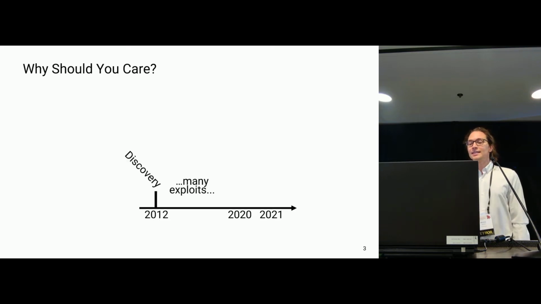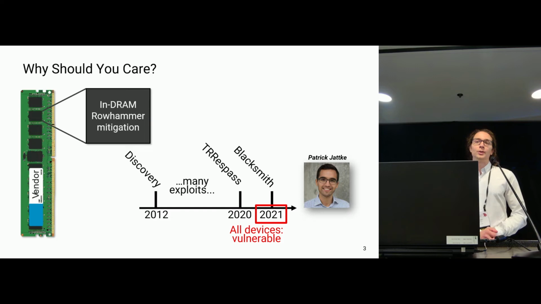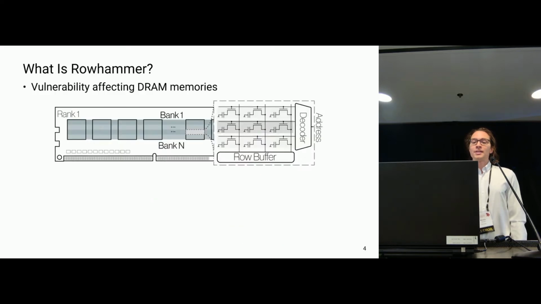Well, since its discovery, many exploits have been published, right? And with DDR4, vendors said that the problem was fixed, that they fixed RAM and it was not a vulnerability anymore. However, in 2020 with Trespass, we saw that indeed there is an in-DRAM RAM mitigation deployed in chips. However, DRAM devices are still vulnerable. And as my colleague Patrick just showed you with Blacksmith, it turns out all devices are still vulnerable to RAM.